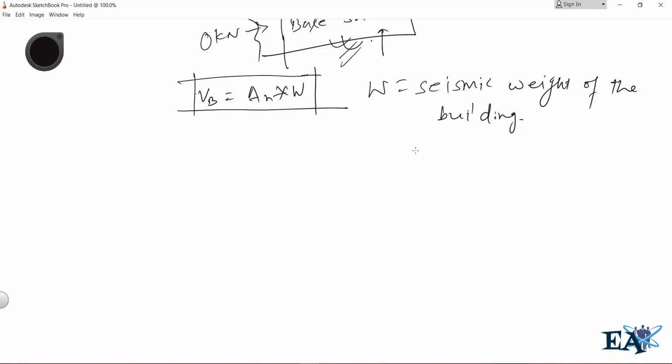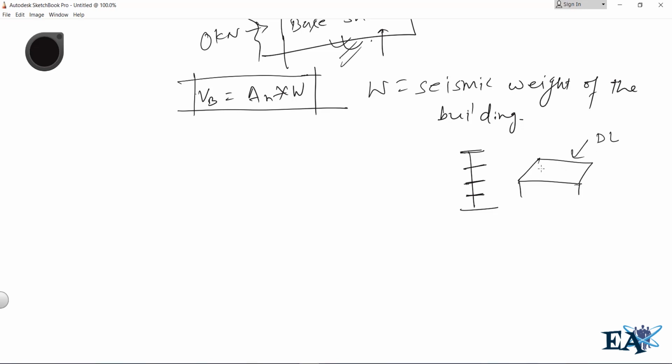And how do you calculate the seismic weight? In a building, if this is our building, we've got different floors: first floor, second floor, third floor, and fourth floor. And here we've got different structural members: beams, columns, and floors. So on a floor, we've got beams, slabs, and columns. We can calculate the dead weight of these structural members. That is the dead load.